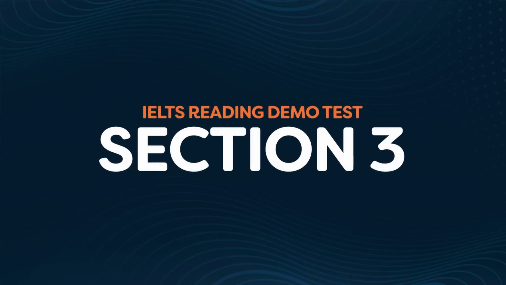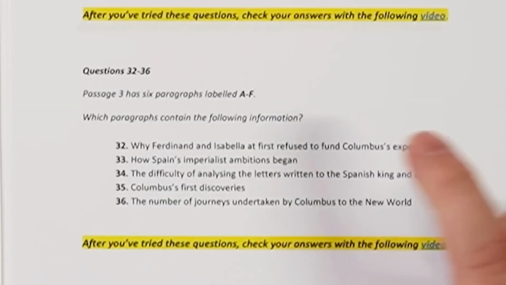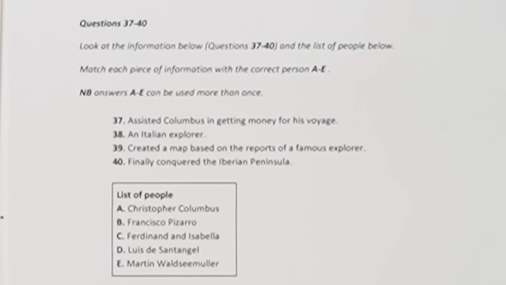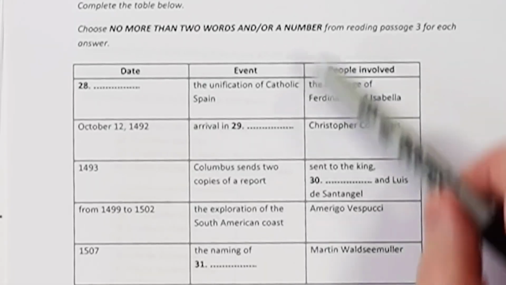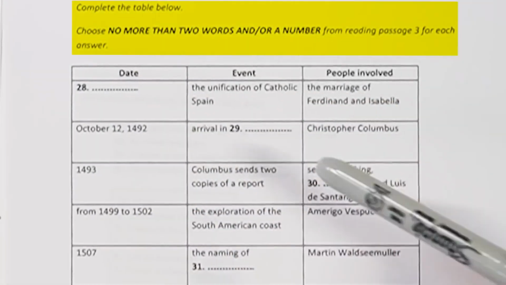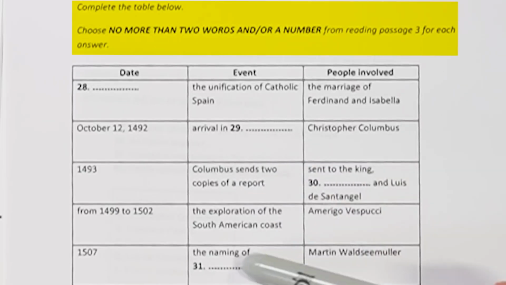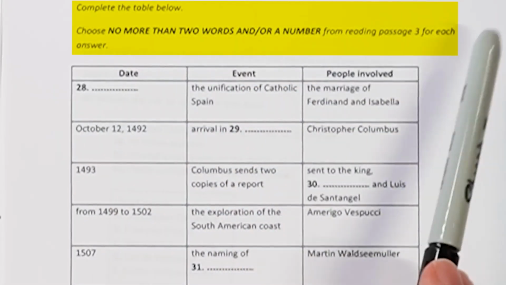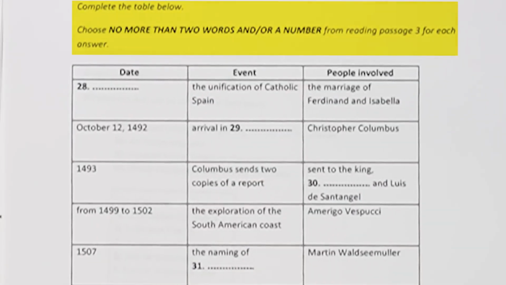Okay, so section 3, we have table completion, we have matching information, and we have matching names. So a lot of matching. The first one is table completion. First thing we need to do is read the instructions, complete the table below. So we have 1, 2, 3, 4, so make sure we fill those in. Choose no more than 2 words and or a number. Very important that we follow that.